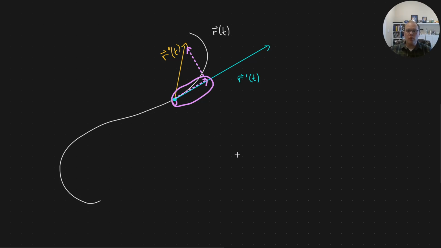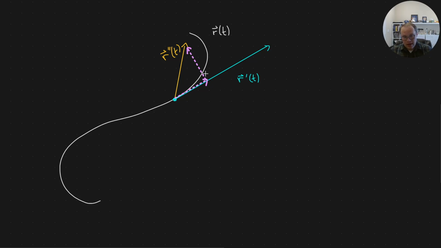So with the way I've drawn r double prime, I'm increasing r prime in this direction. I'm increasing its magnitude, which would, in effect, increase the speed of a particle moving in this direction at that moment in time. The speed would be increasing.